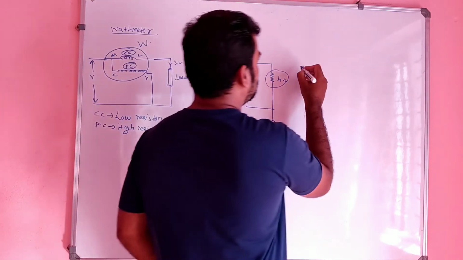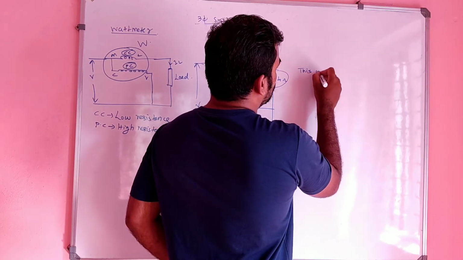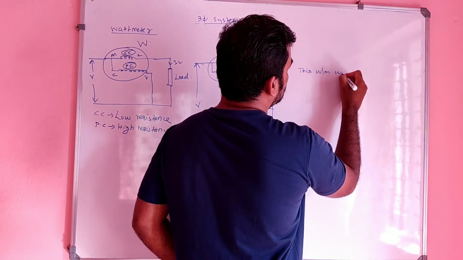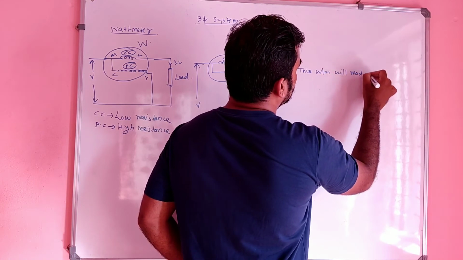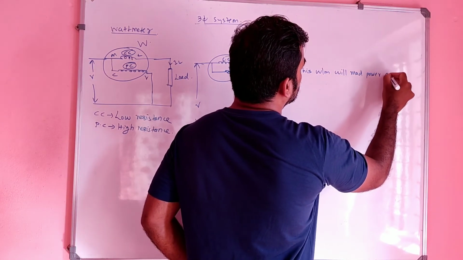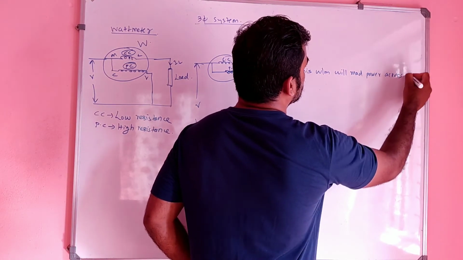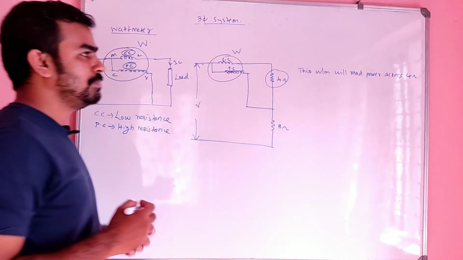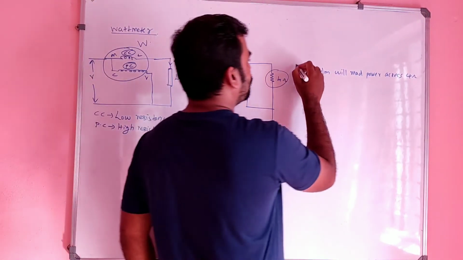So you can write, this wattmeter will read power across 4 ohm. This wattmeter will read power across 4 ohm.